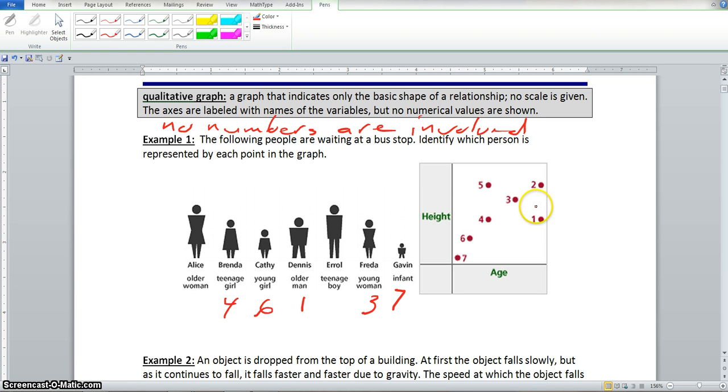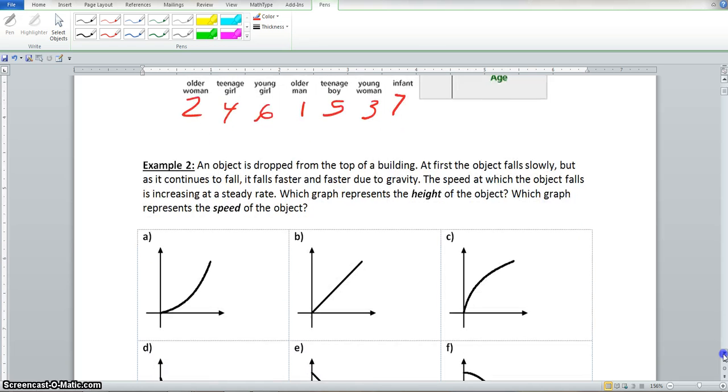The next tallest would be 2. Well, actually, let's take a look here. Let's just draw a line here. Yeah, it looks like the next tallest is 2. And finally, the tallest is 5, which is the teenage boy. So now we label them by their position on the graph. So now, let's scroll down here.